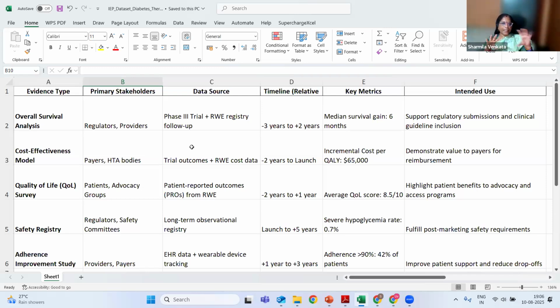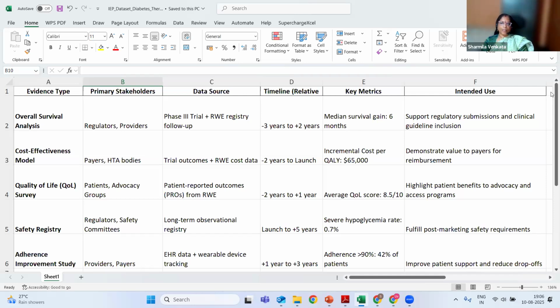Here we will see the integrated evidence plan. I have taken a hypothetical diabetes therapy. This walkthrough shows how each evidence type supports different needs, how they fit together over time, and how they help us maximize the impact of our diabetes therapy. Here we are taking diabetes, right?